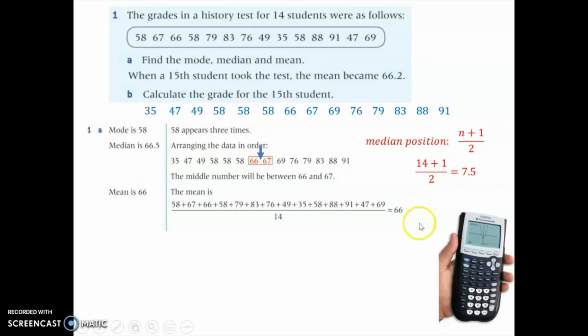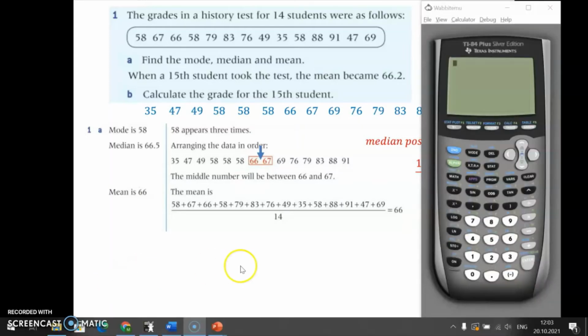All right, now how do you do this on your calculator? It is really important that you know how to do this on your calculator, so grab your calculator. Here's how we always deal with statistics on our calculator. We begin by pressing the Stat button for statistics.